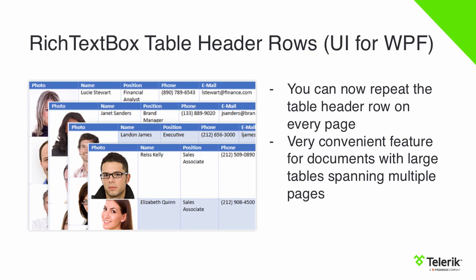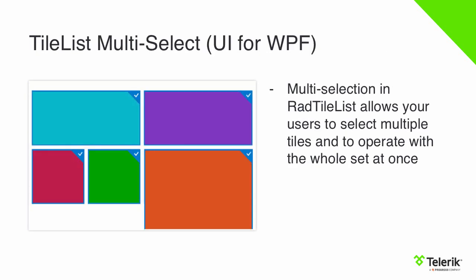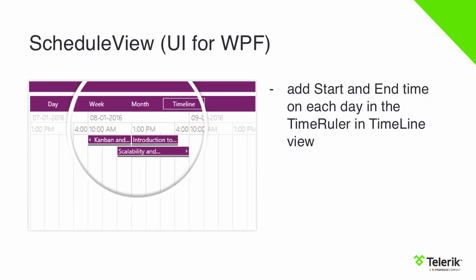For example, you can now repeat the table header row for the rich text box. The tile list now allows you to select multiple items at once. We've also added the ability for you to add start and end times on a day in the time ruler of the timeline view. Let's take a look at some of these new features and improvements in action.